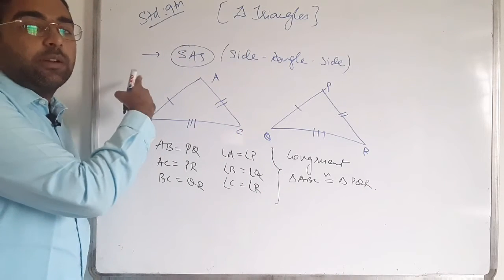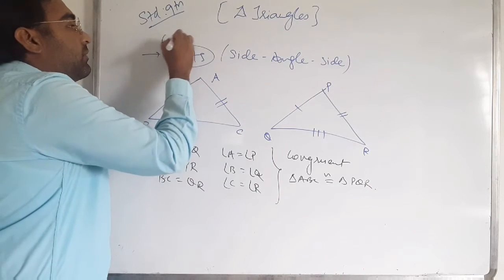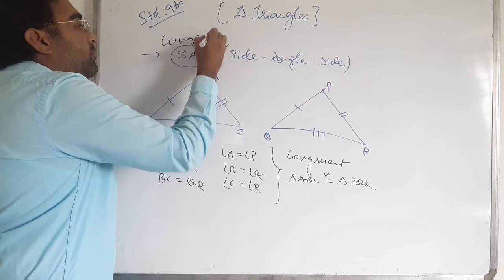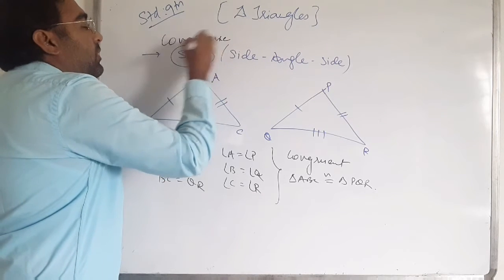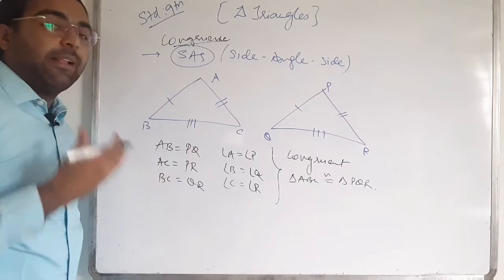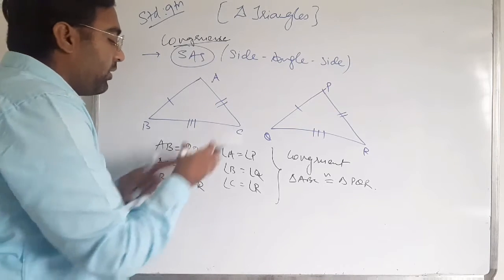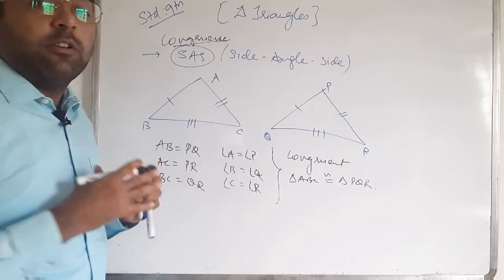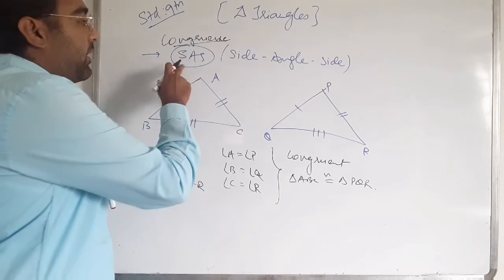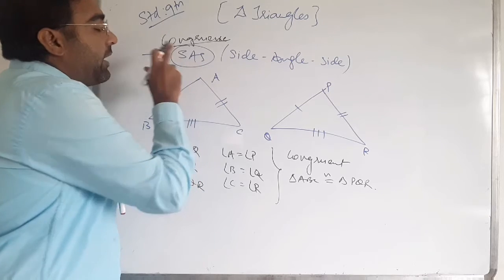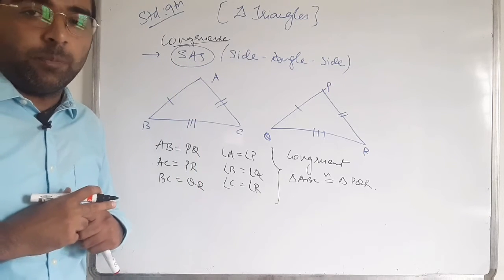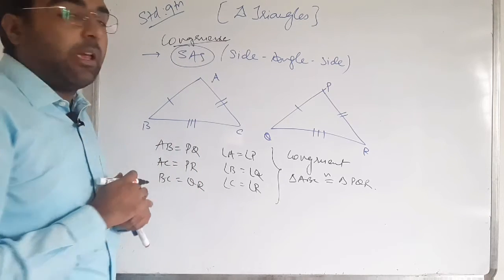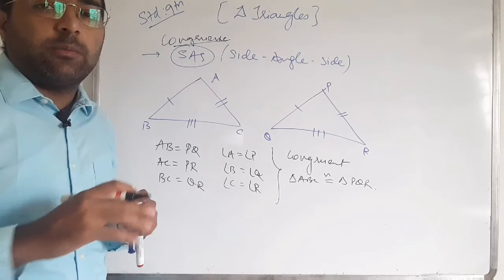But using the criteria of congruency, we can tell that we don't need all sides and all angles to prove that the triangles are equal. We just need any two sides and the angle included between them that are equal.